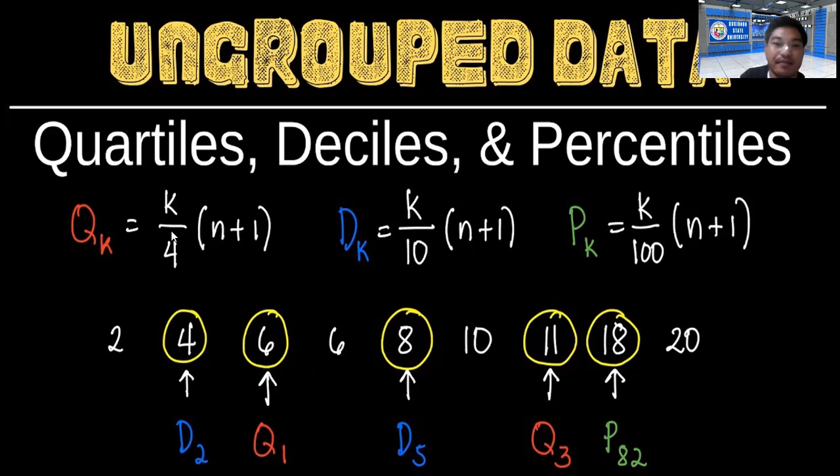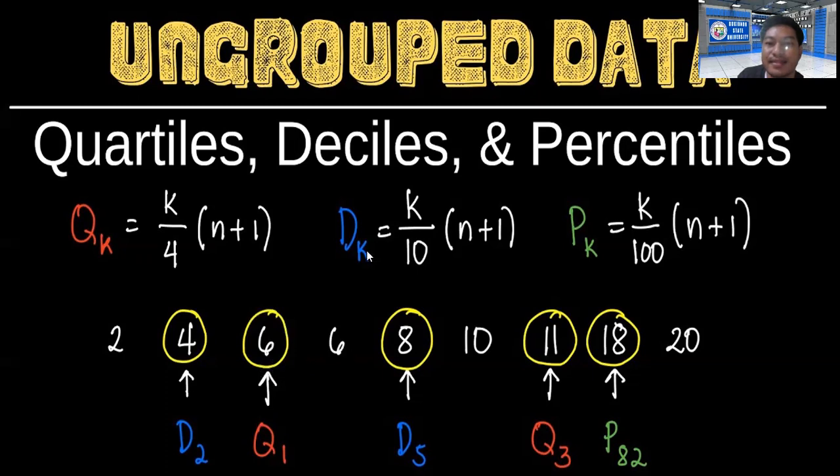So your 2 point something is, let me see. So you have 10 divided by 4. So you will have 2.5. So 2.5 is rounded up to 3, correct? So that is on the third number. So this is 6. So this is quartile 1.